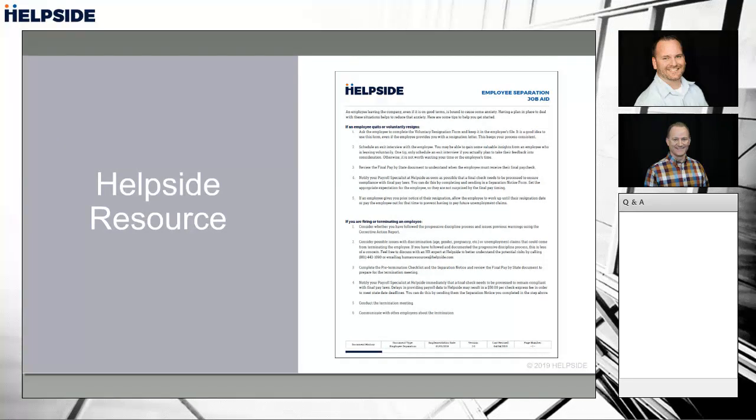And, of course, as always, we have a tool to help you out with this. Yes, so there's the employee separation job aid. When you get to do a separation, if it's your first time, there's a lot of different things that you have to go through.